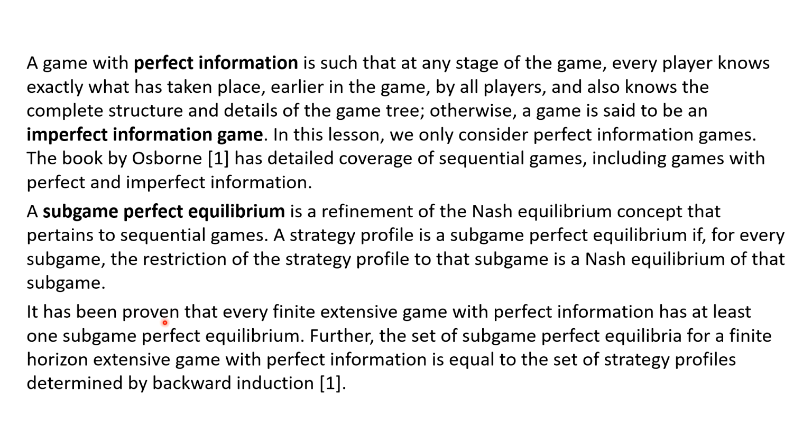It has been proven that every finite extensive game with perfect information has at least one subgame perfect equilibrium. We saw that in the example we just looked at. There was one equilibrium. Further, the set of subgame perfect equilibria for a finite horizon extensive game with perfect information is equal to the set of strategy profiles determined by backward induction. So again, I'll refer you to Osborne for the proof of these facts here.